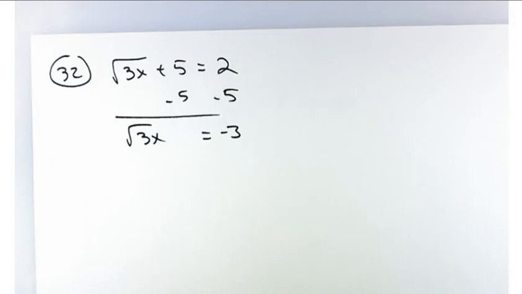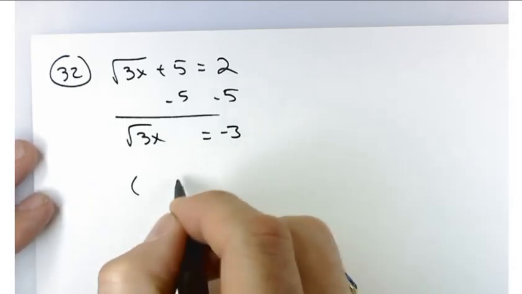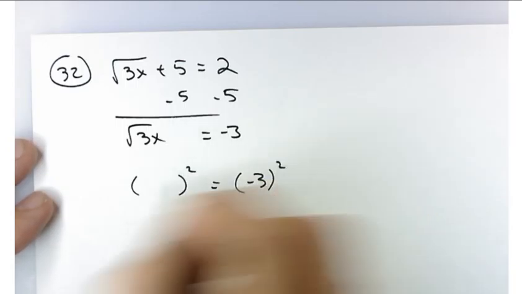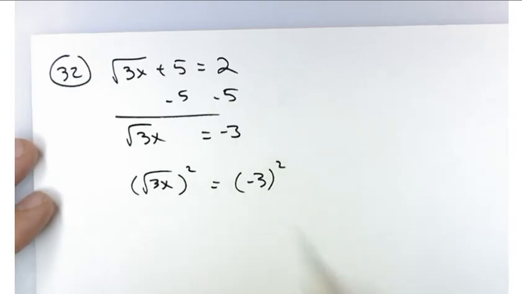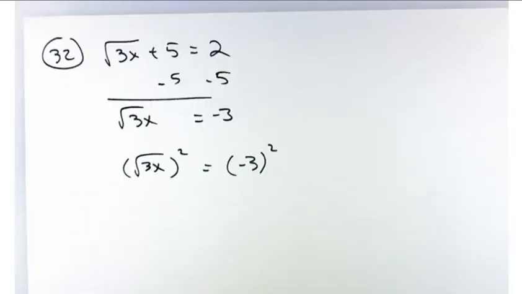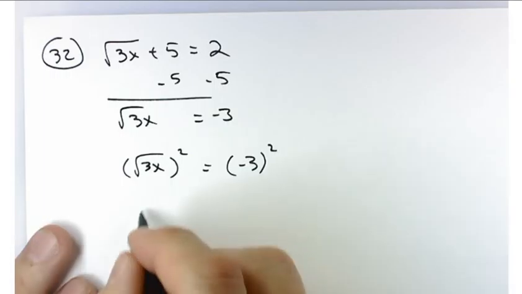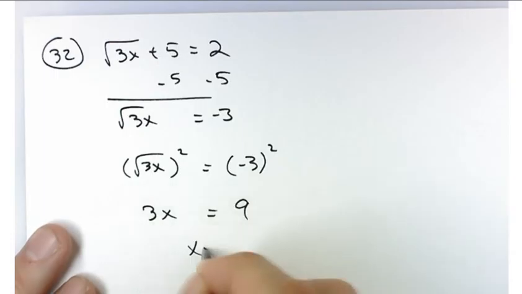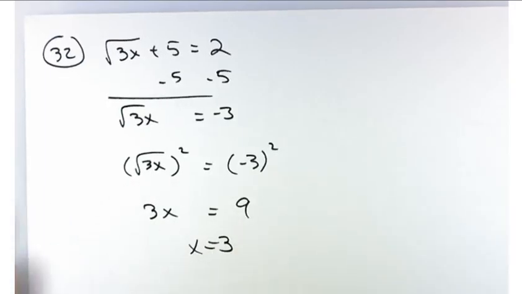Sidra, what from there? And then you square. There you go. Thank you. Square both sides. Kyle, when we square both sides, what equation pops out? 3x equals 9. Good. So x equals 3. All done?